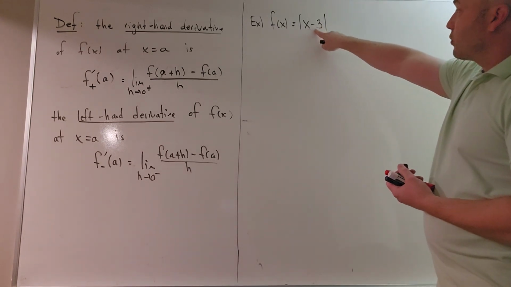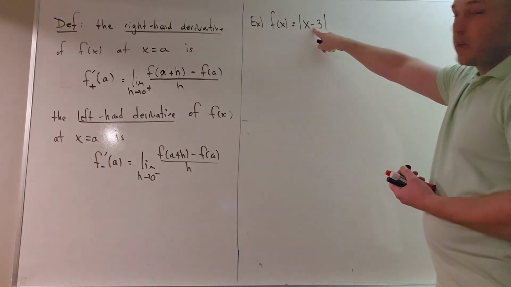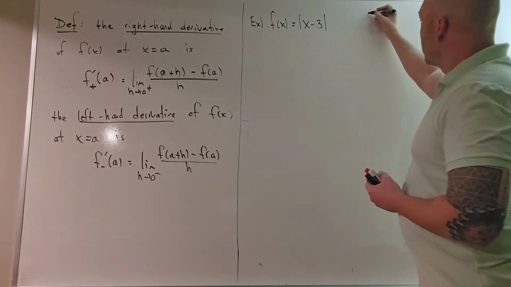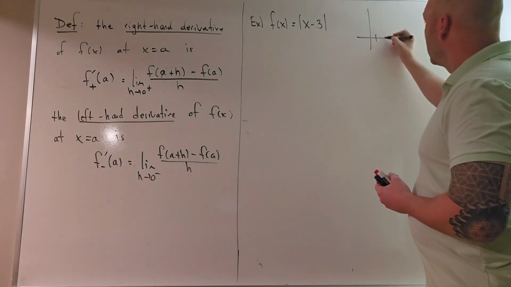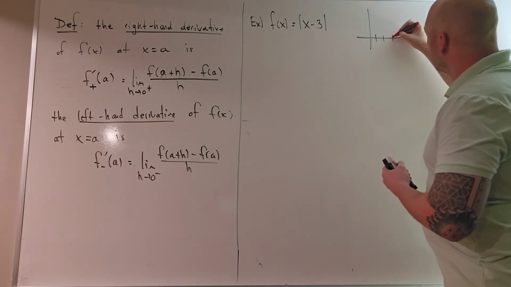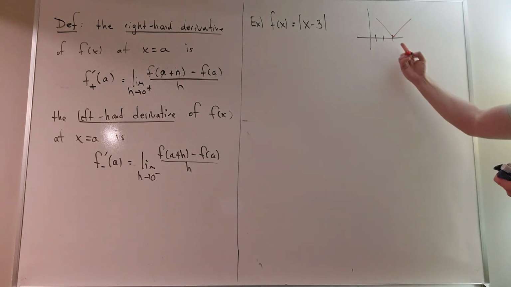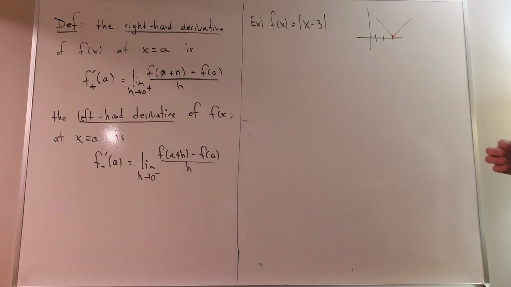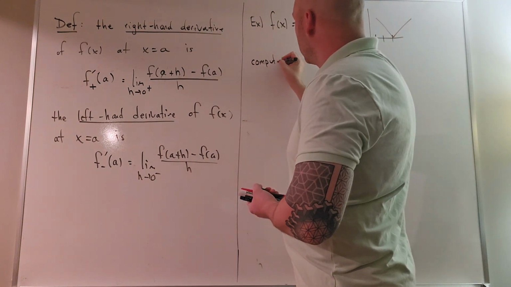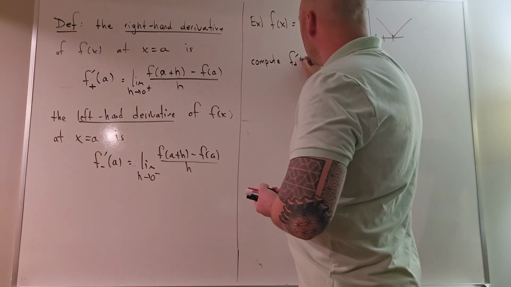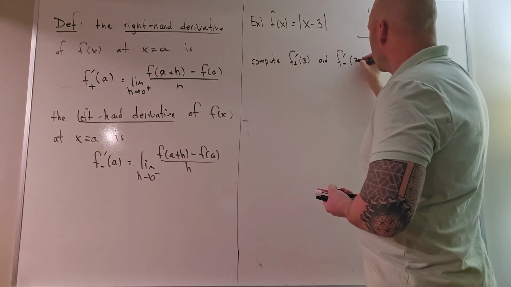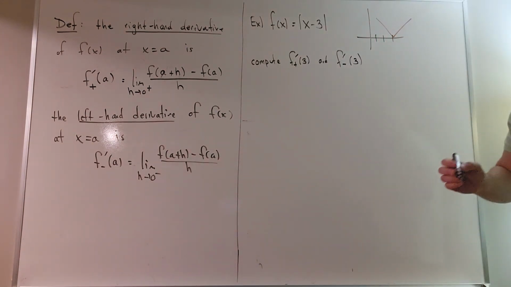Remember that x minus 3, if I replace x with x minus 3, this would be a horizontal shift to the right of 3 units of that graph. In other words, the graph looks like this. Okay, so just a rough sketch. This would be the absolute value of x minus 3. What I want to do is let's compute the right and left hand derivative at 3.